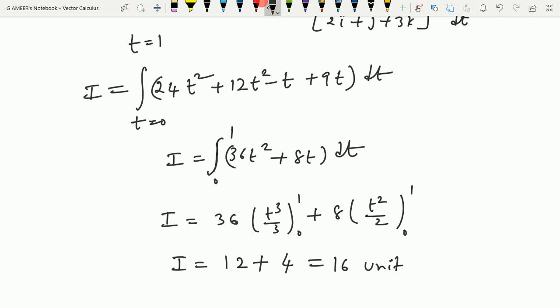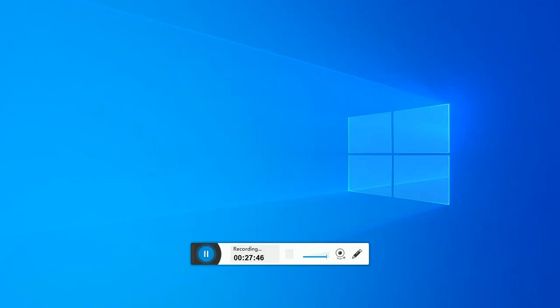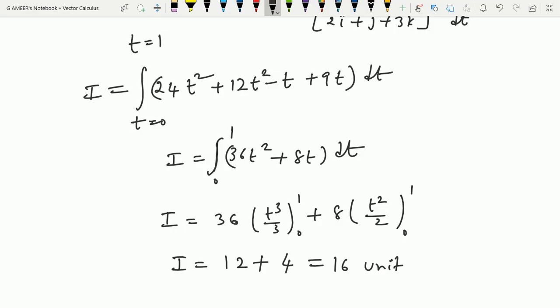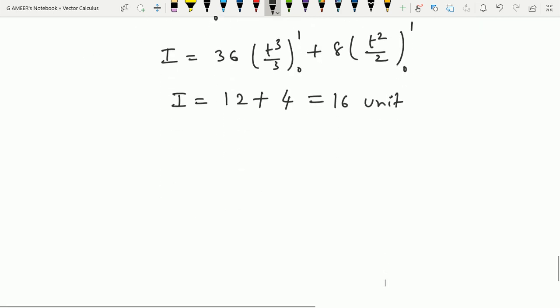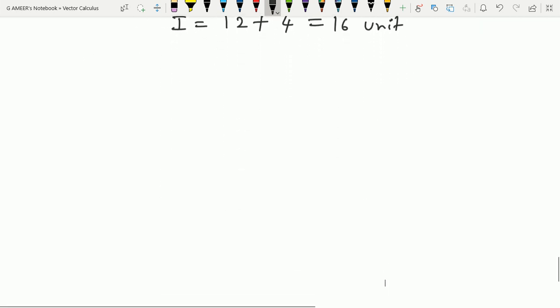Okay. So this is the way of solving the problems. Even I can take another problem also to do. So let us take another problem. The problem is as follows.